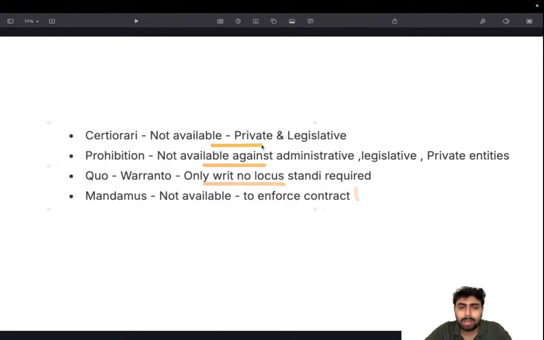Okay. See, this is not an extensive note, but this is the kind of note you need to have to solve the question. So try to make your notes in such a way that it encompasses few words but more facts. Okay. I hope you really get the idea. Quo warranto, no locus standi is required. Mandamus not available to enforce a contract. This kind of knowledge helps. This kind of note making is possible when you deal with more and more questions.